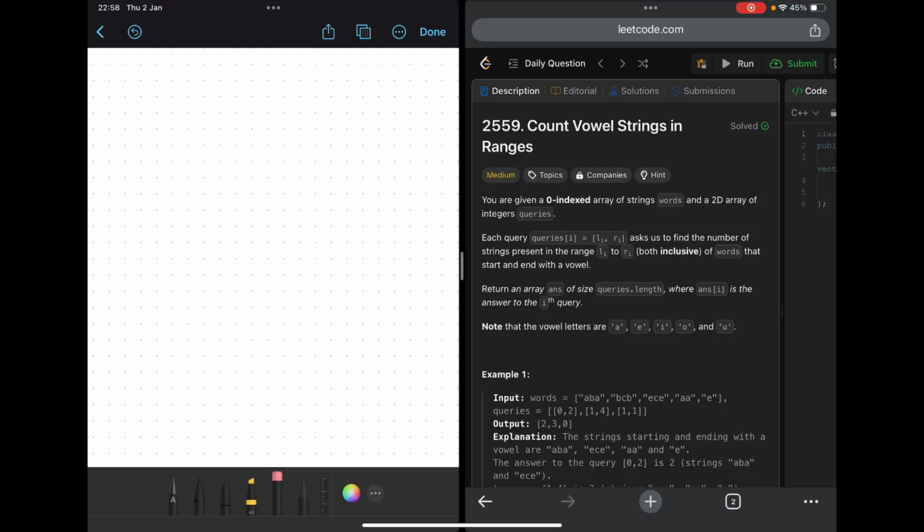So today's question is count vowel strings in ranges. It is a medium question, but I think it's very similar to the last question that we solved yesterday.